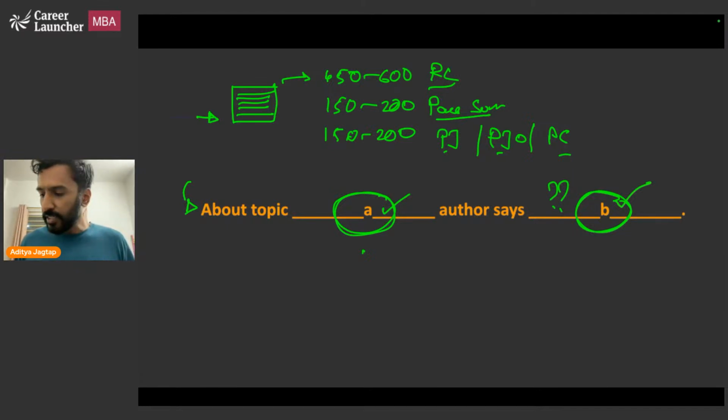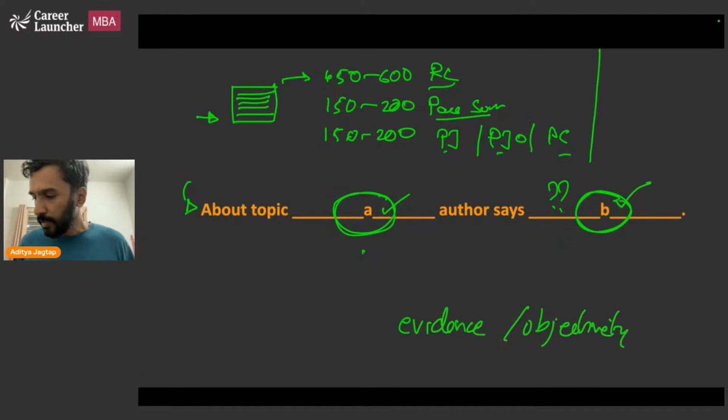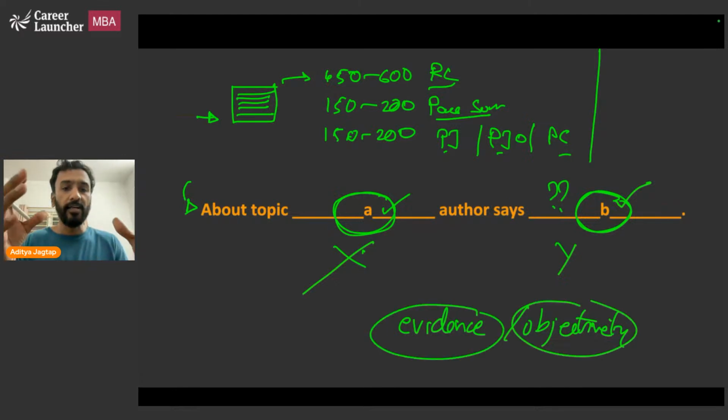So what I'm trying to achieve is, for all of these question types, I'm trying to achieve an evidence or objectivity based method, right? I want to have some piece of evidence, topic X, that the author has spoken about. About topic X, author has said Y. Like, I want some objective piece of evidence so that I can compare and evaluate information.